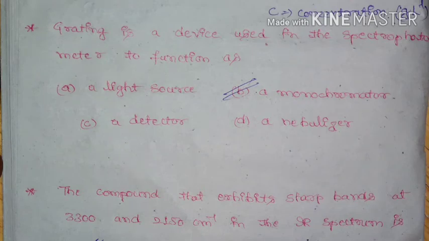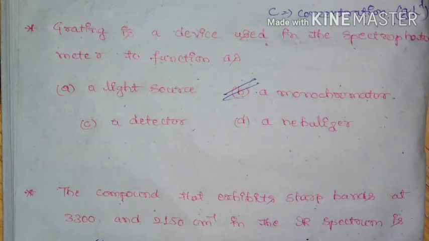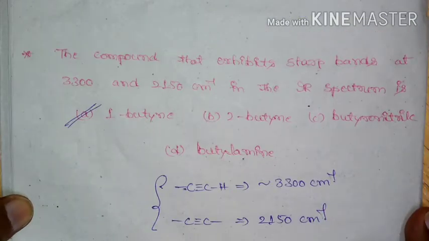A grating is a device used in the spectrophotometer to function as a monochromator. So the grating we use in a spectrometer acts as a monochromator. Next question: the compound that exhibits sharp bands at 3300 and 2150 per centimeter in the IR spectrum is 1-butyne.